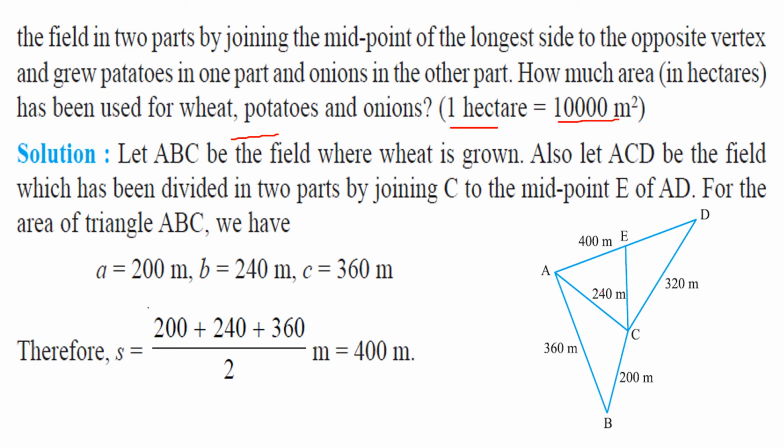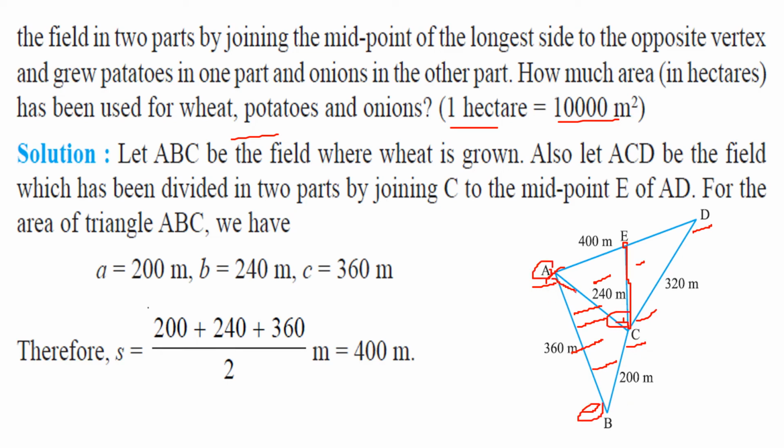So let us start with this, that ABC. This is A, this is B and this is C. This is where she intends to grow wheat. Also take ACD as the other triangle. Now this midpoint is being joined to the opposite vertex, that is C. Now of the two parts, one will be onion, one will be potatoes. So how to go about it? First let us concentrate on ABC.